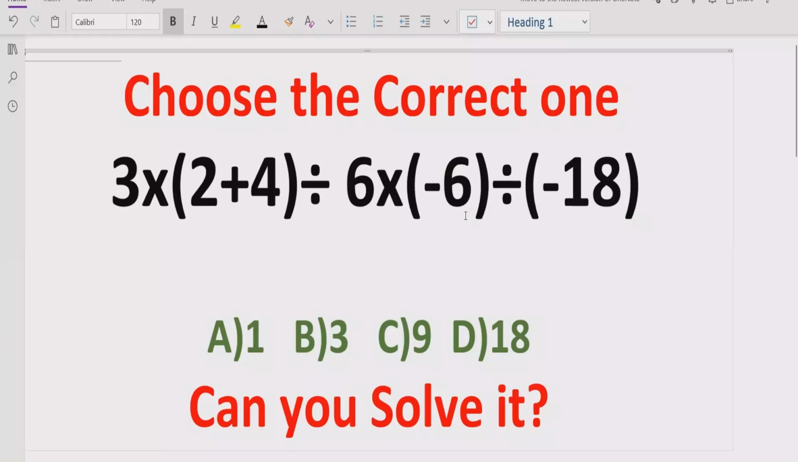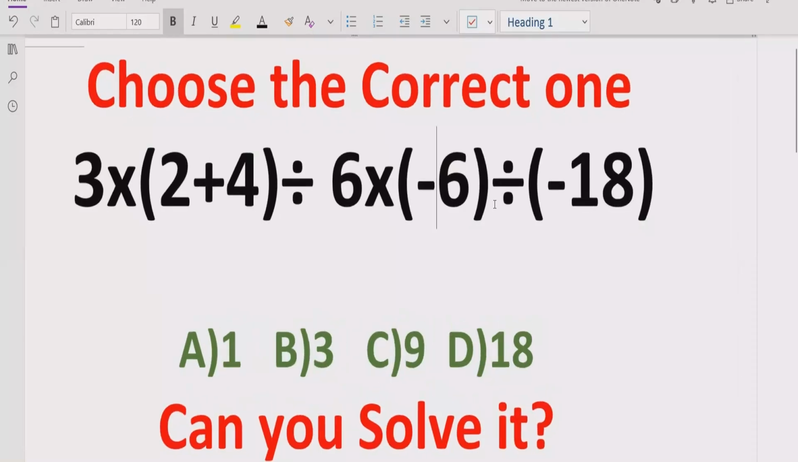Today we will solve another quiz which is related to arithmetic expression. The quiz contains the basic operations: plus, multiplication and division. So we have to solve this quiz using the PEMDAS and BODMAS method and find out the correct answer. In the answer list we have four answers. A is 1, B is 3, C is 9 and D is 18. So let's see after solving it which answer is correct.